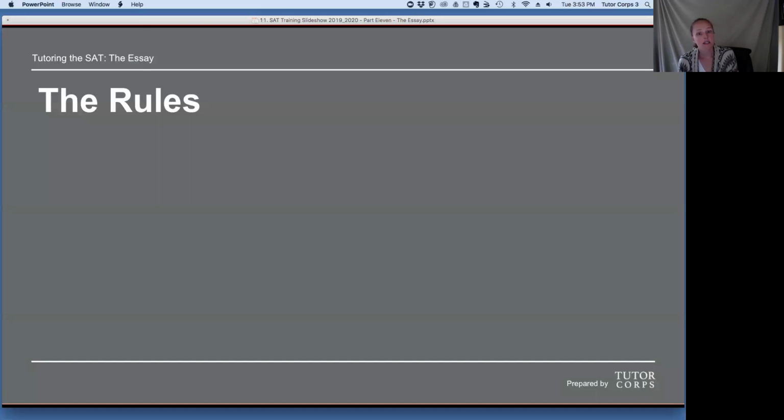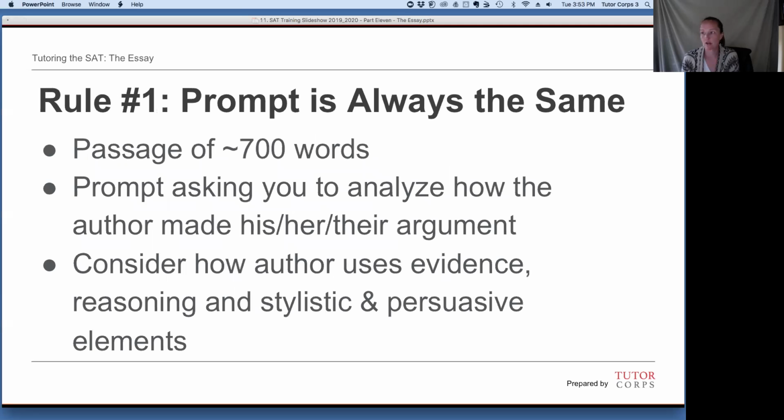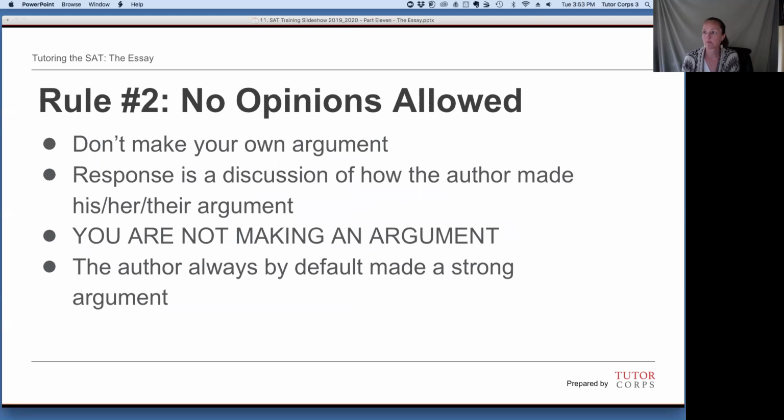So now we're going to get into the rules for scoring well on this section of the SAT. The first rule is that the prompt is always the same. The reading passage is always around 700 words, and then the prompt will ask how the author made their argument and ask a student to consider how the author uses evidence, reasoning, and stylistic and persuasive elements. Knowing this means that the student won't have to waste any time trying to figure out what they're supposed to do. They can just dive right in.